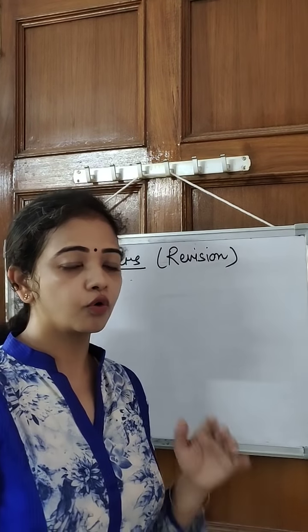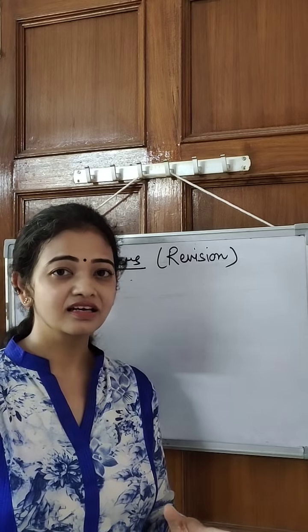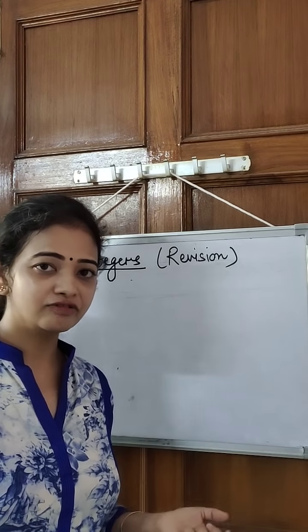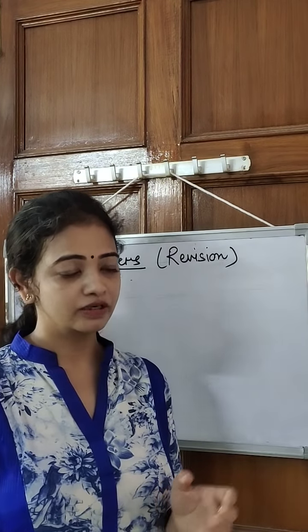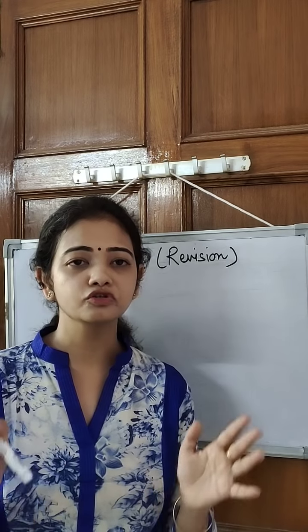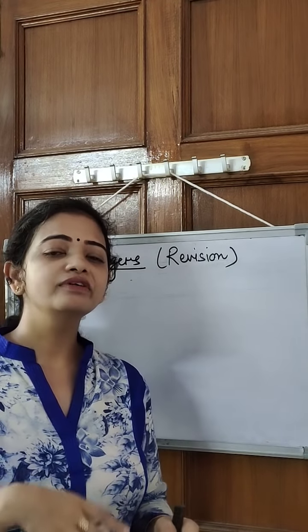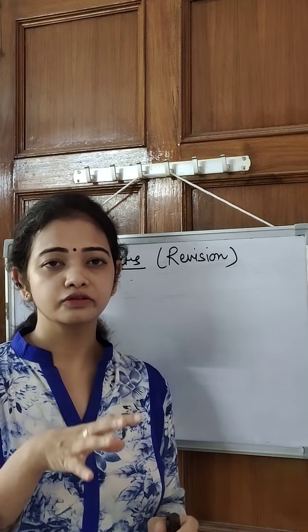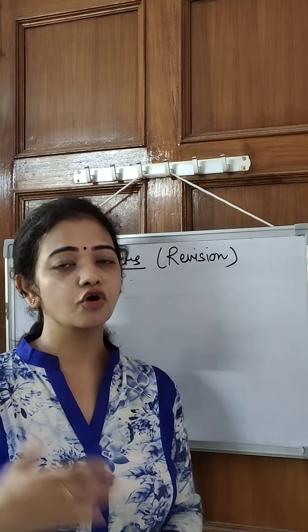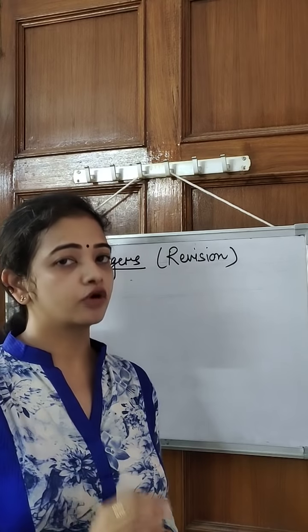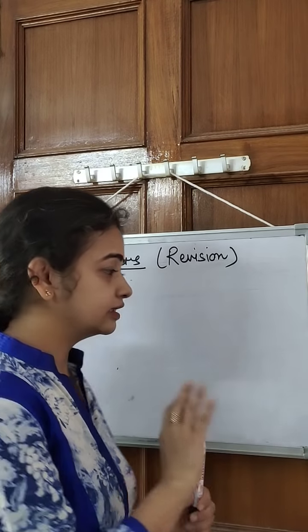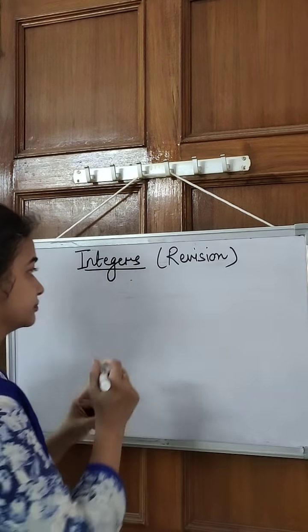You all know what integers are. What are integers? The negative numbers plus whole numbers. When we take negative numbers and whole numbers, the combination of both is called integers. Now, when we add and subtract two integers or more than two integers, what do we do? So we'll start with the addition and subtraction of integers.